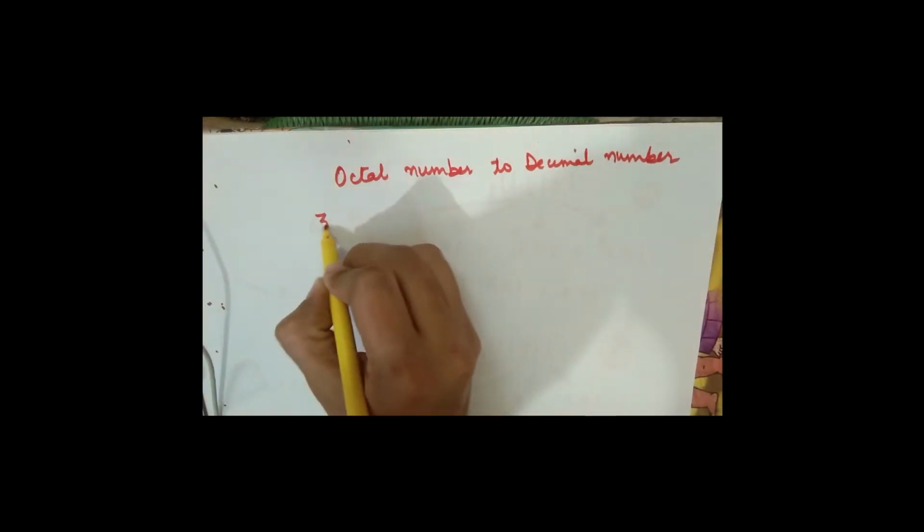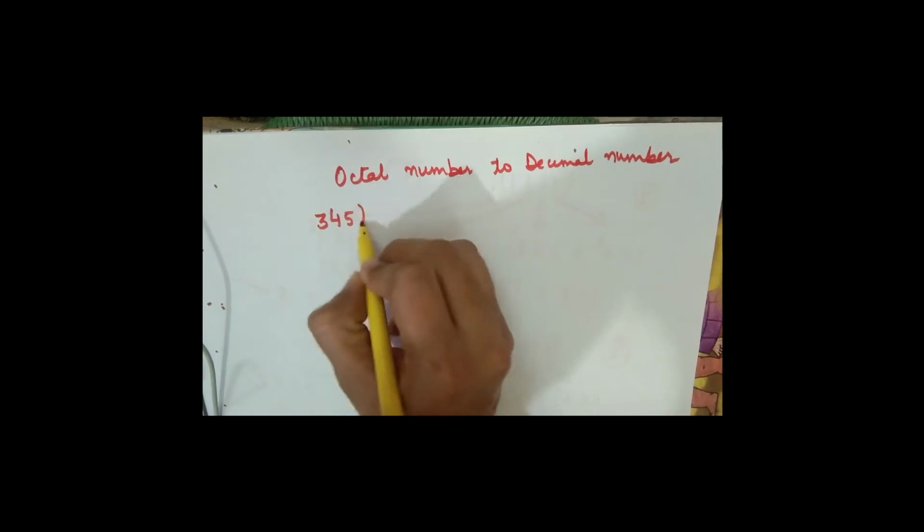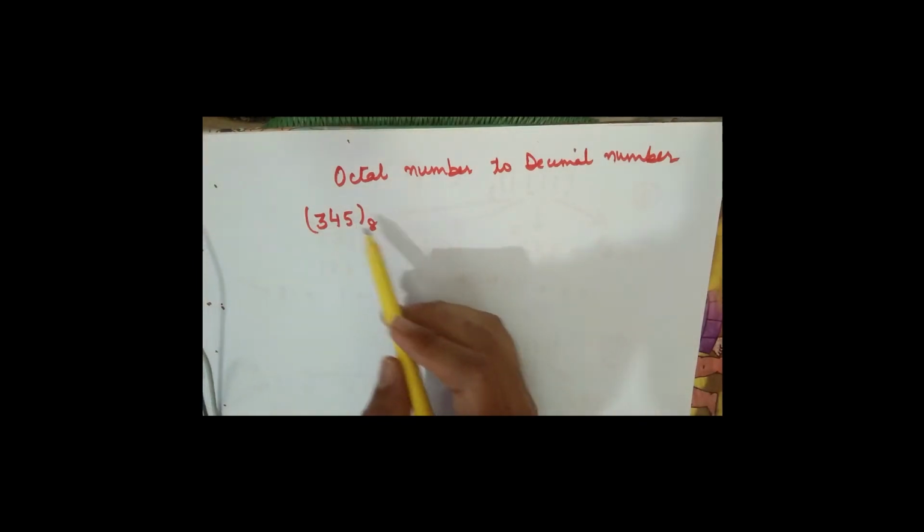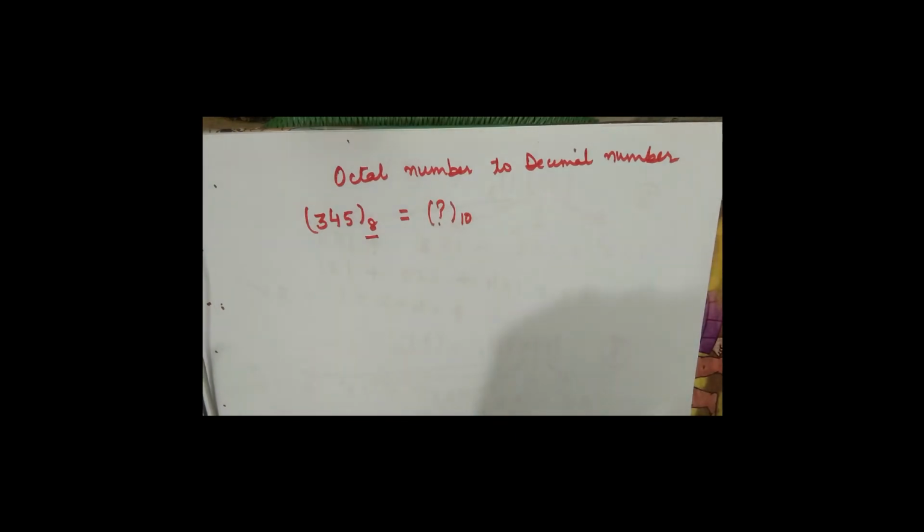If I say there is a number 345, this number belongs to which number system? Octal number system. Look at the digits, all are in the range, and look at the base. Again, it is an octal number. If I say what is the decimal equivalent of this octal number, we have to do conversion again. So what is the procedure? The same as we have done in the binary. Let's have a look at it.